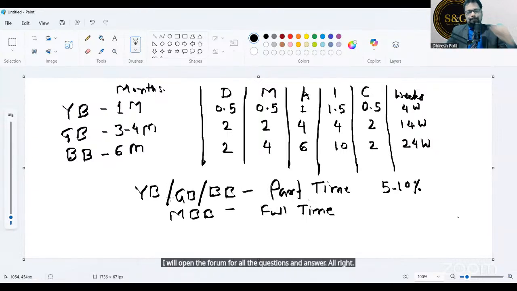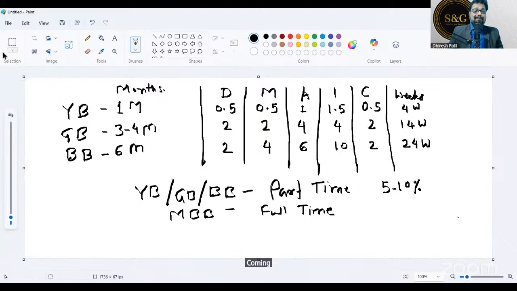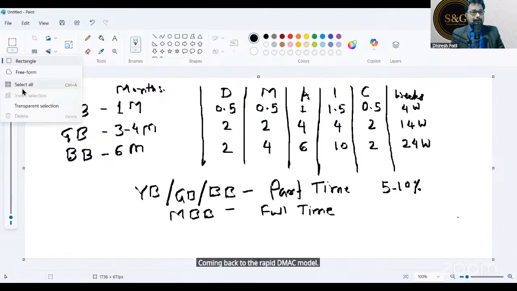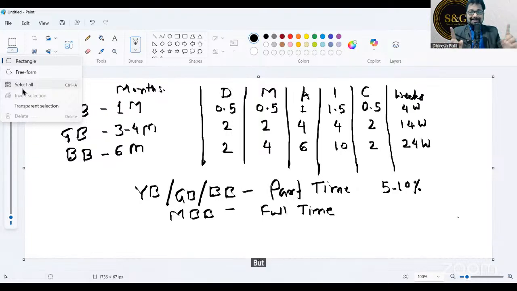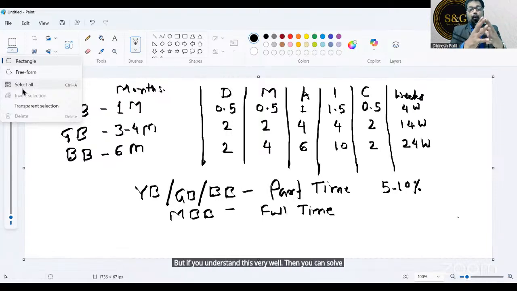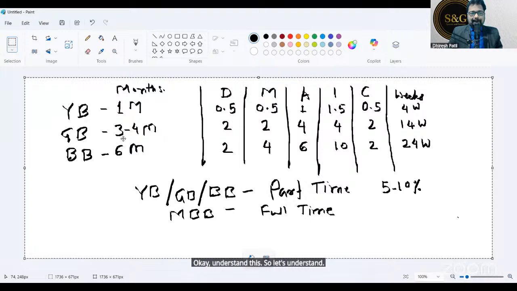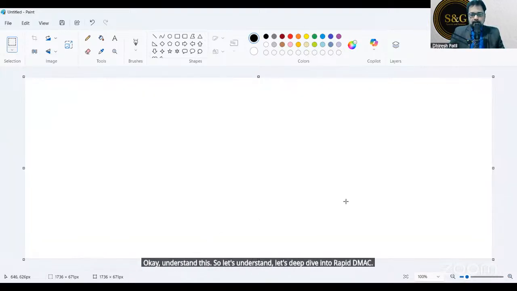All right. Now coming back to the rapid DMAIC model, which is a very interesting model. Rapid DMAIC is not a very well known model in the industry, guys. But if you understand this very well, then you can solve certain problems with this model very, very effectively. So let's deep dive into the rapid DMAIC model.